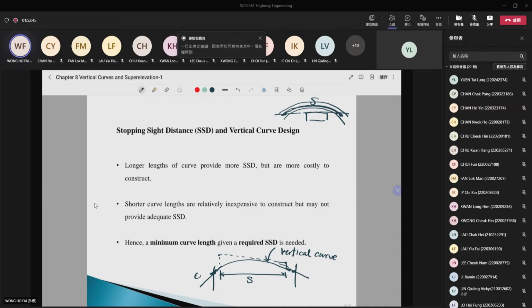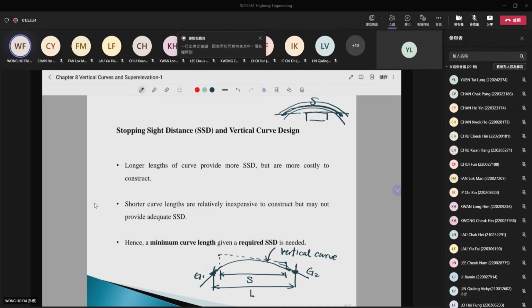This is grade 1, and this is grade 2. When your vehicle passes from one gradient to another gradient, you need a so-called vertical curve. It is defined by the start of this curve and the end of this curve, and this one we call the length of the vertical curve. And then we need to provide enough length of the vertical curve so that it can provide enough SSD in order to avoid accidents, just like the horizontal curve.